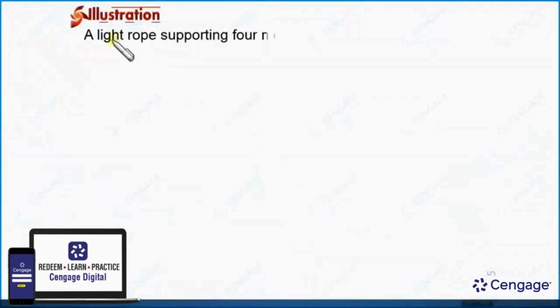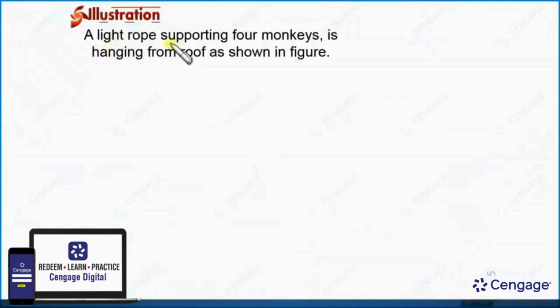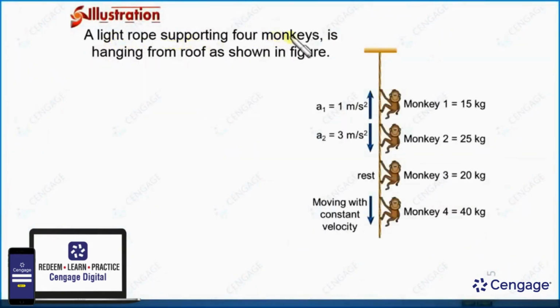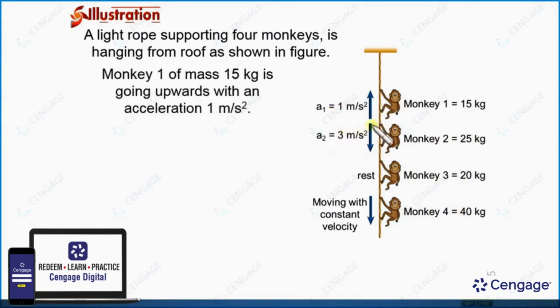In this illustration, a light rope is supporting 4 monkeys. You can follow the diagram. These are the 4 monkeys: monkey 1 is 15 kg, monkey 2 is 25 kg, monkey 3 is 20 kg, and monkey 4 is 40 kg, and the accelerations of the monkeys are given.